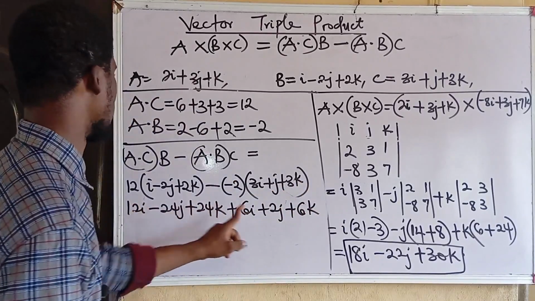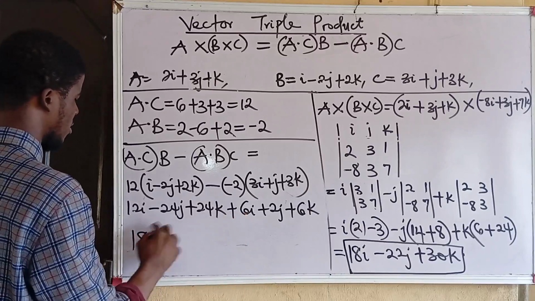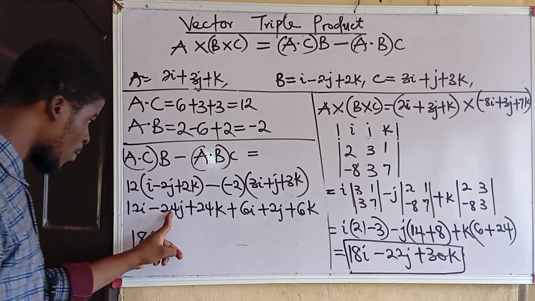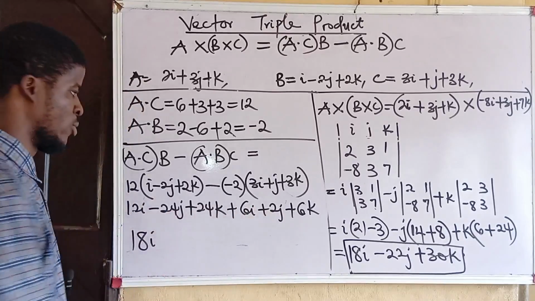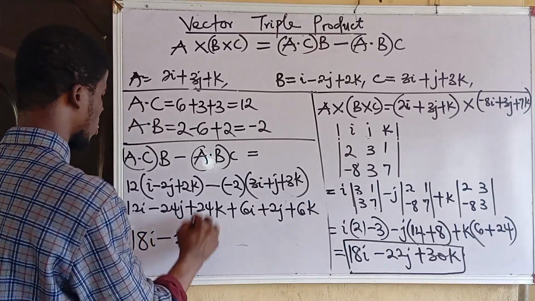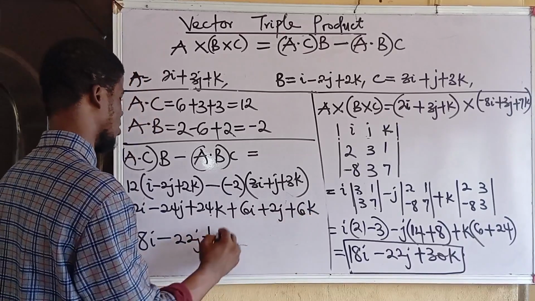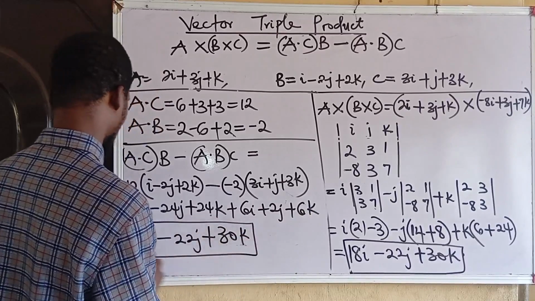12i plus 6i, what's it? 18i. Minus 24 plus 2 is minus 22, so we have minus 22j. And 24k plus 6k, that will give us what? 30k. Boom, we are there.